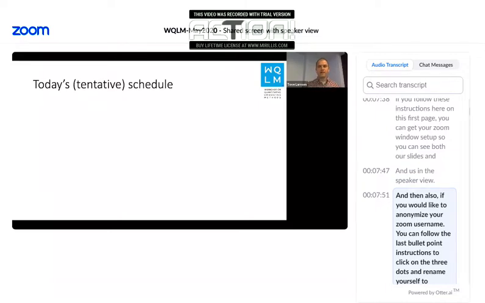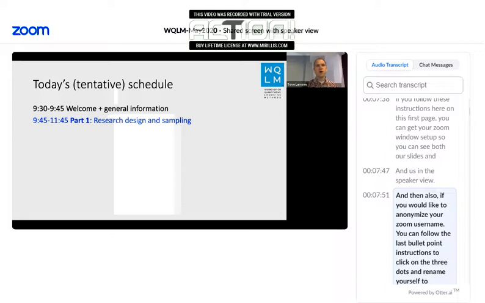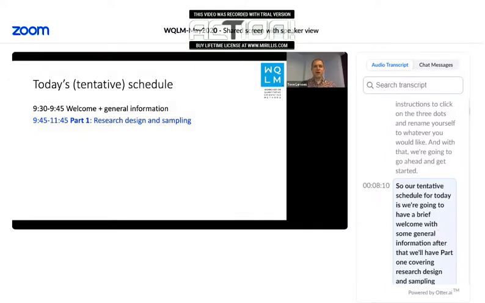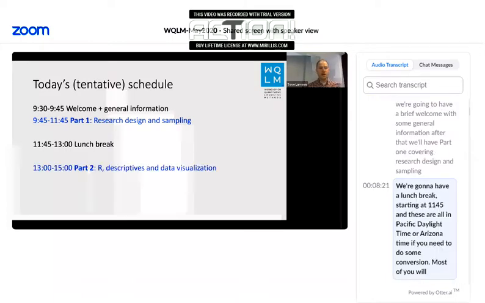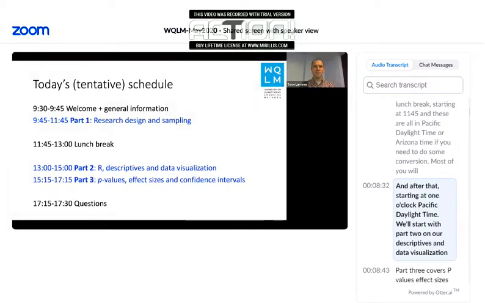So our tentative schedule for today is we're going to have a brief welcome with some general information. After that, we'll have part one covering research design and sampling. We're going to have a lunch break starting at 11:45, and these are all in Pacific Daylight Time or Arizona time if you need to do some conversion. Most of you will. After that, starting at 1 o'clock Pacific Daylight Time, we'll start with part two on R, descriptives, and data visualization. Part three covers p-values, effect sizes, and confidence intervals. And then we'll have time at the end for questions.